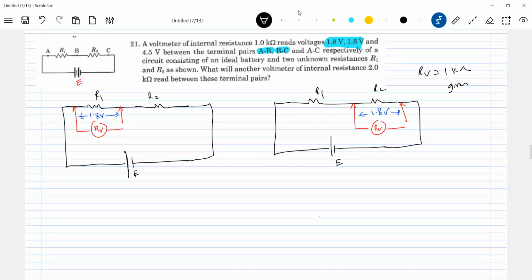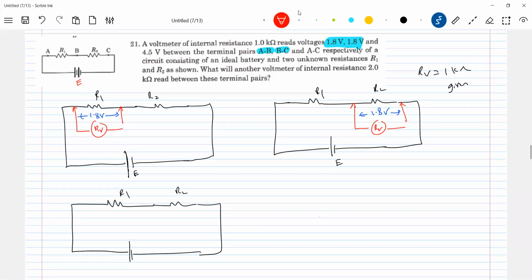And the third situation you see, I'll draw the third one. The third, I'm going to connect across the battery. When I connect it across the battery, it will read, the same voltmeter, how much is it going to read? 4.5 volt.